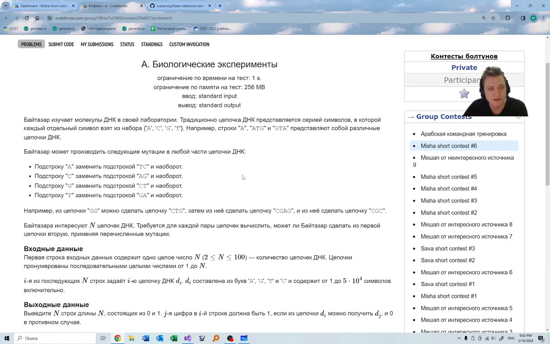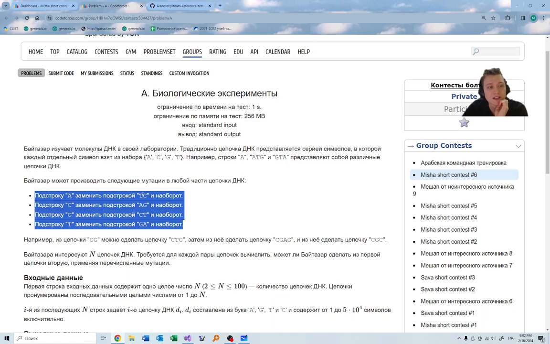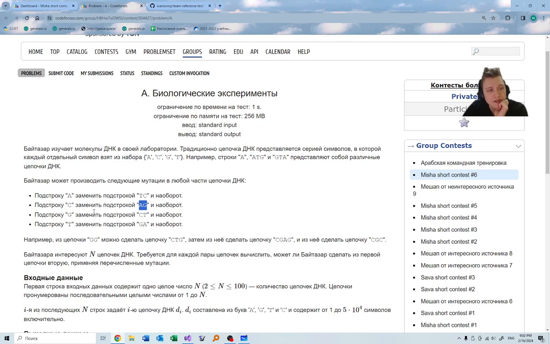Okay, Baltazar examines molecules DNA in his lab. DNA is a series of symbols, a sequence in which each symbol is taken from this set. For example, these strings are different DNA chains. Baltazar can make the mentioned below mutations in any place. He can replace A with TC, C with AG, G with CT, and T with GA.